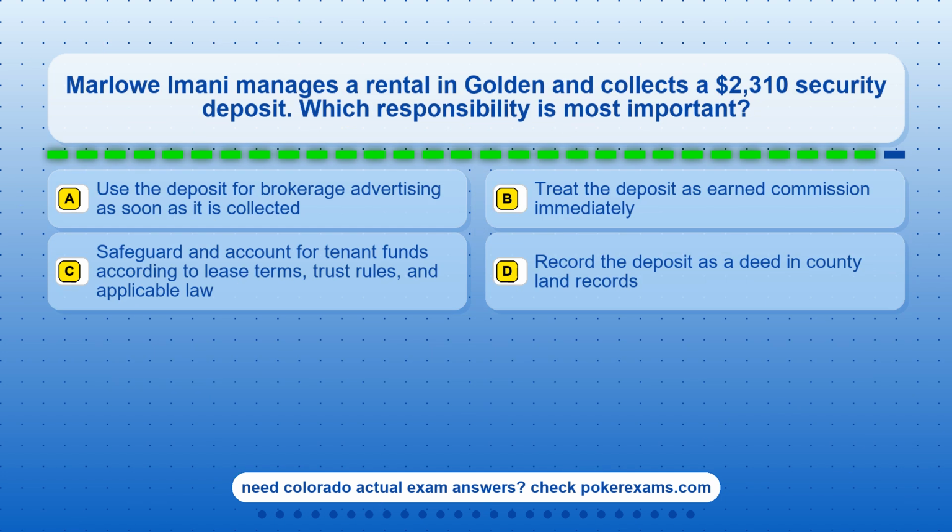Question 20. Marlo Imani manages a rental in Golden and collects a $2,310 security deposit. Which responsibility is most important? Option A, use the deposit for brokerage advertising as soon as it is collected. Option B, treat the deposit as earned commission immediately. Option C, safeguard and account for tenant funds according to lease terms, trust rules, and applicable law. Option D, record the deposit as a deed in county land records.